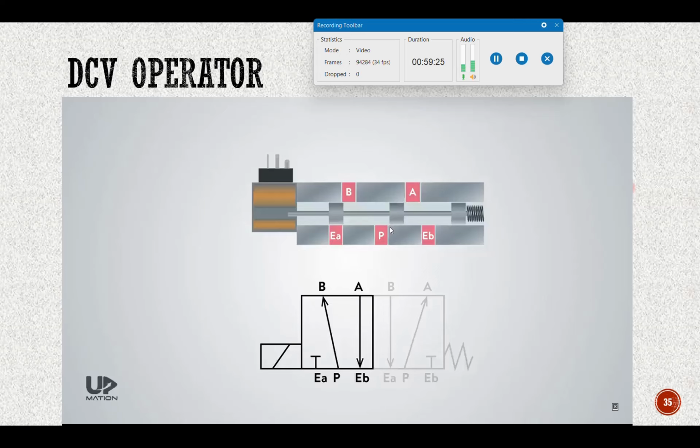In the end, keep in mind that there are a variety of other directional control valves with more complex functions in different applications that we can check in future videos if you like this one.